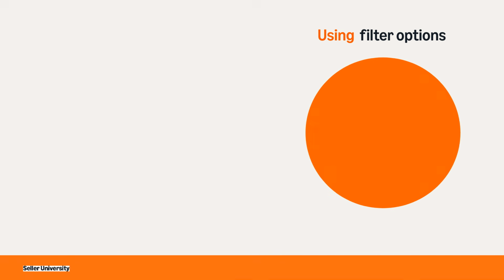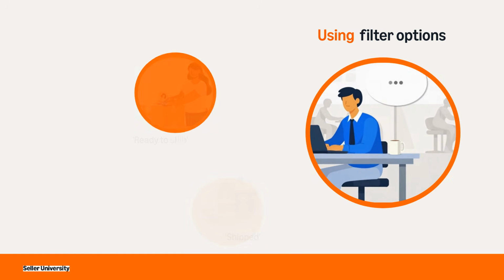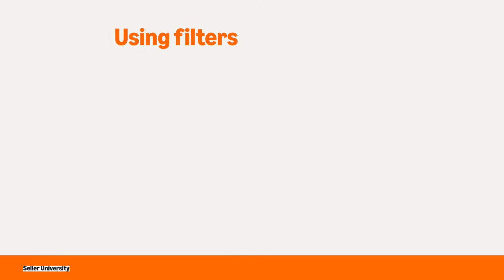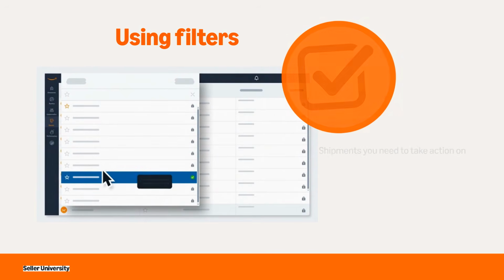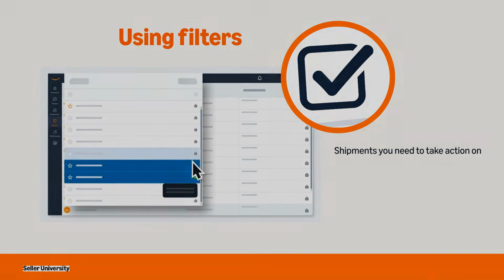To narrow your view, use the filter options at the top of the table. You can filter shipments by status, such as ready to ship or shipped, to focus on the shipments that need your attention right now. For example, if you want to see only shipments that are missing a tracking number, apply that filter to surface just those items. This helps you build a view of the shipments you need to take action on, instead of scanning your entire queue.